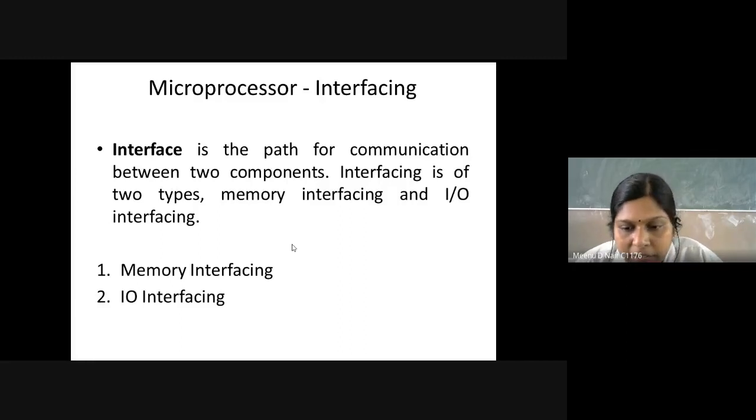You are communicating between peripheral devices and the microprocessor. That is interfacing. Your printer is interfaced with your CPU, or the keyboard is interfaced with your CPU. It is the way of communication between two systems. There are two types of interfacing: the first one is memory interfacing, and the second one is input-output interfacing.